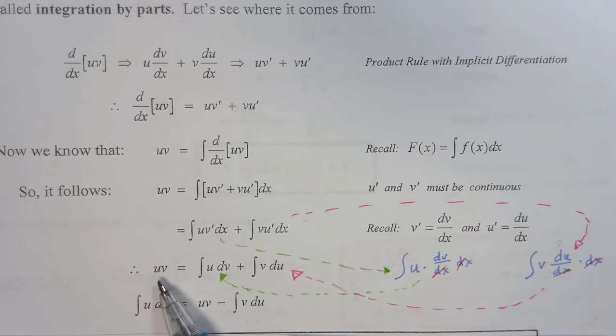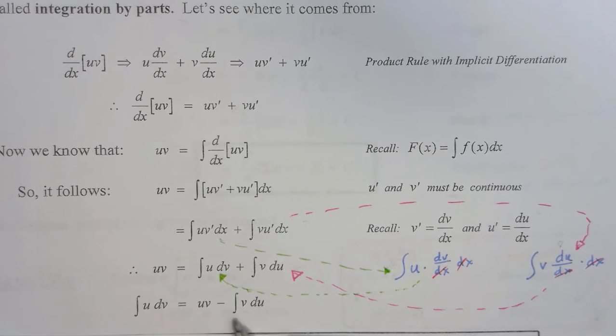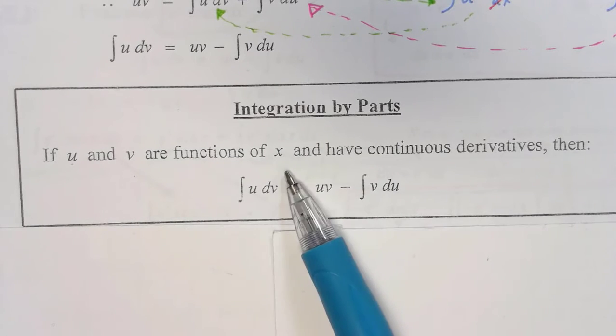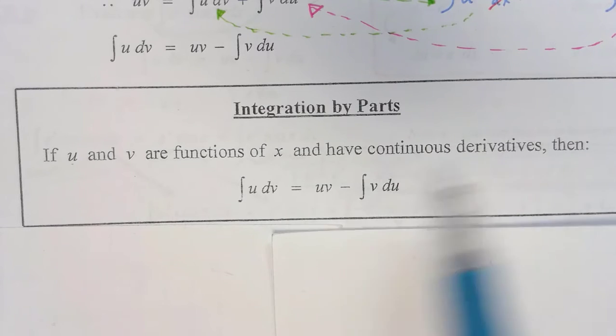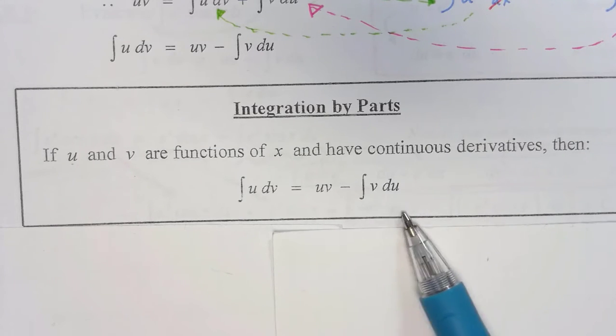And therefore, if uv is the integral of u dv plus the integral of v du, then let's just take one part of that. The integral of u dv would be uv minus the integral of v du. Now this is your integration by parts rule. The integral of u dv is uv minus the integral of v du. So clearly, to use this rule, we've got to be able to anti-differentiate dv, and we will need to anti-differentiate du. If u and v are functions of x and have continuous derivatives, because we need to anti-differentiate them, then the integral of u dv is uv minus the integral of v du.